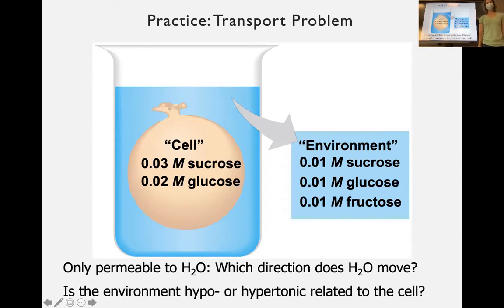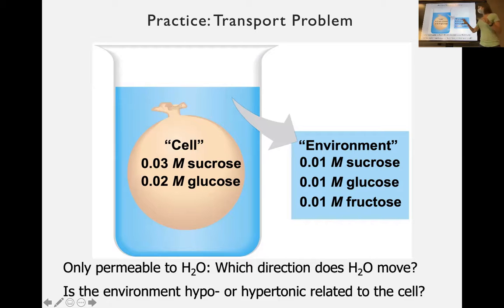We're specifically trying to figure out which way water is going to move. So I kind of like thinking of a cell as a little balloon with a semi-permeable membrane in water. That's how you can think of a cell in relation to hyper and hypotonic solutions. So here, the membrane around the cell is only permeable to water. So only water can go in or out.